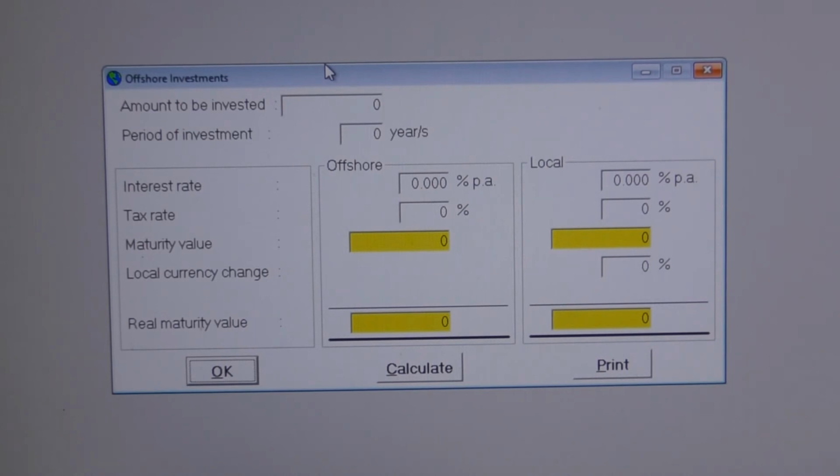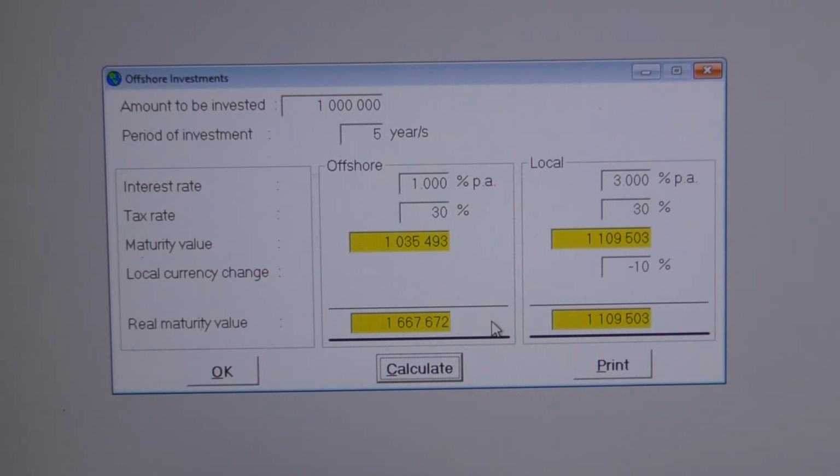Local rates of return may be higher than offshore rates, but what about the exchange rate variations over a period of a few years? Let's consider investing R1 million offshore compared to investing R1 million locally. The term of the investment is 5 years. Let's assume a foreign interest rate of 1% and a local rate of 3%.